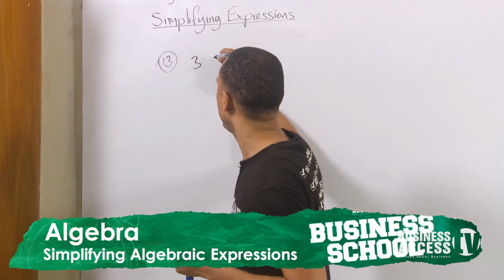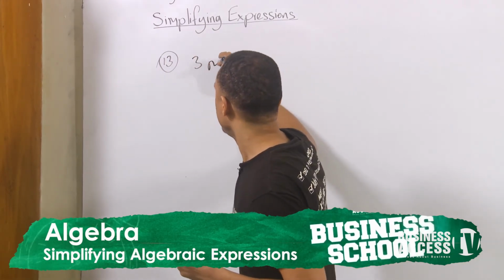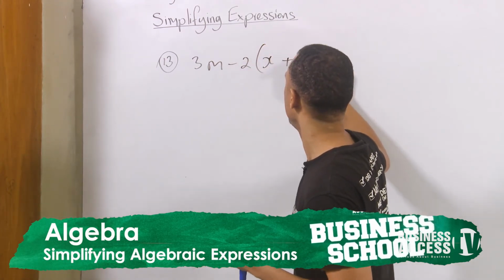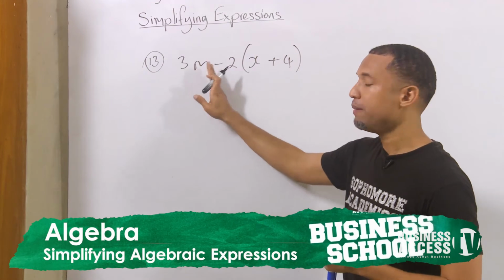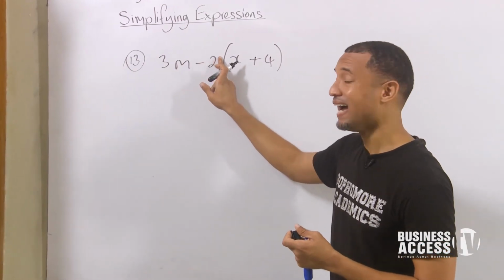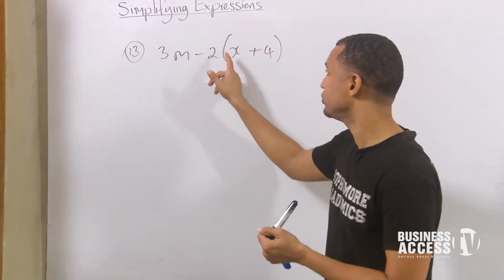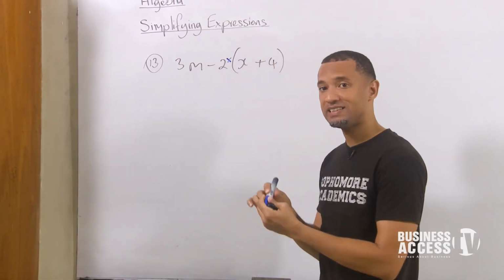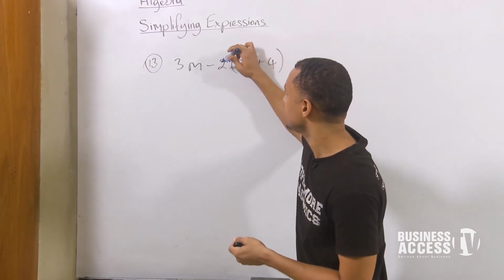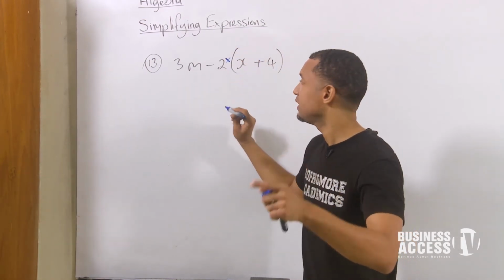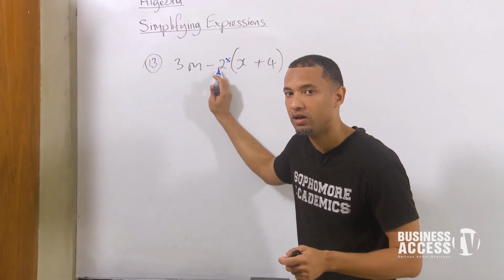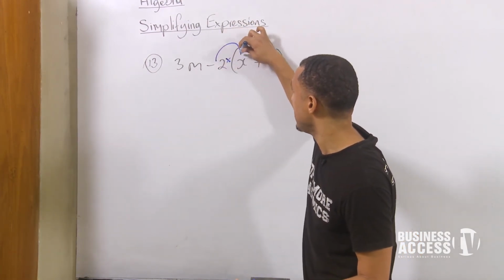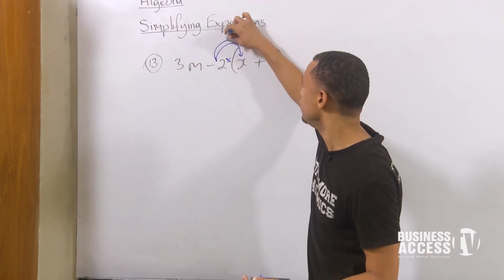Let's say you have 3m minus 2 times (x plus 4). Remember, you have to do the multiplication that is taking place right here, ladies and gents. So what is the multiplication that is taking place? Guys, this is a minus 2, a negative 2. So this is negative 2 times x and negative 2 times 4.